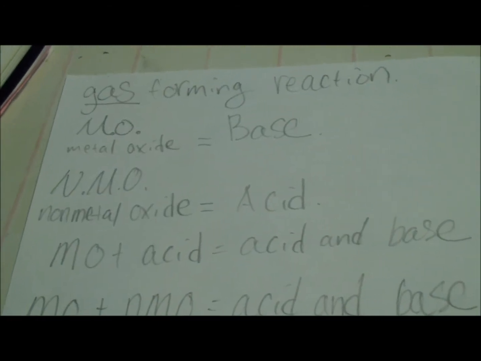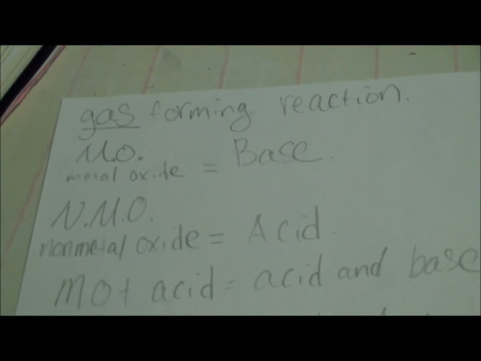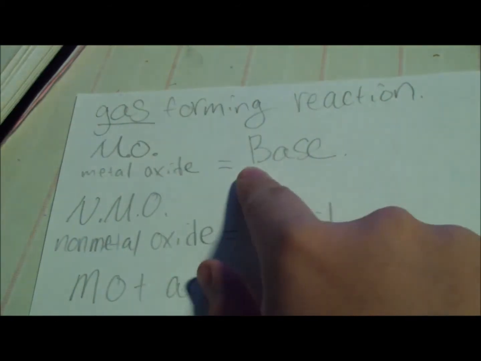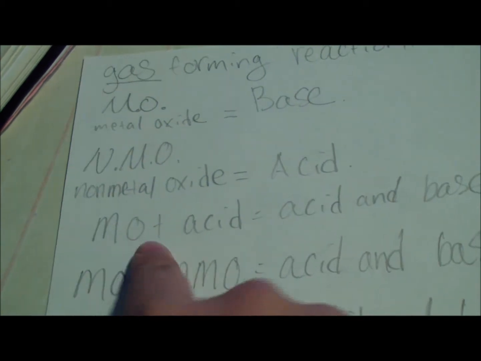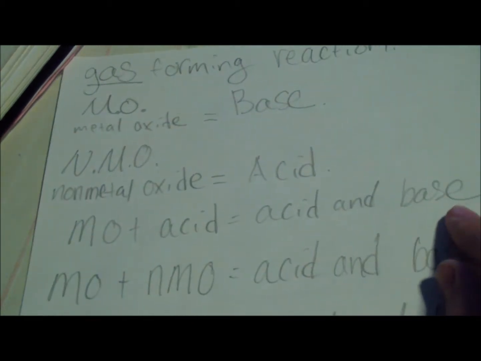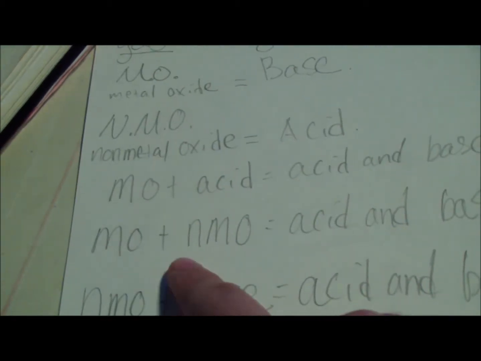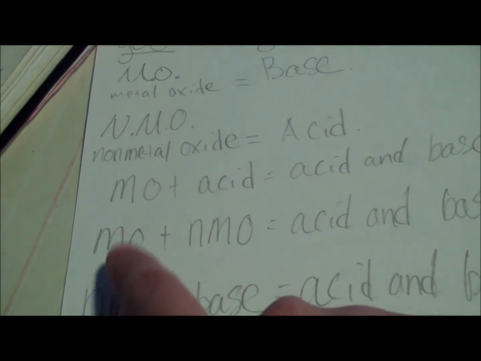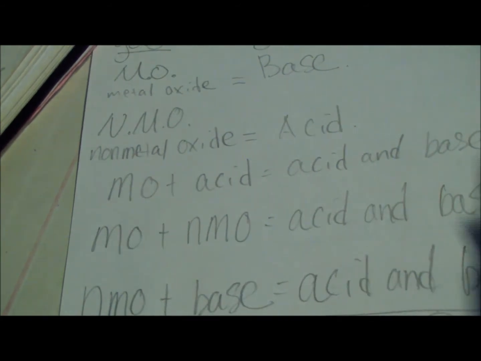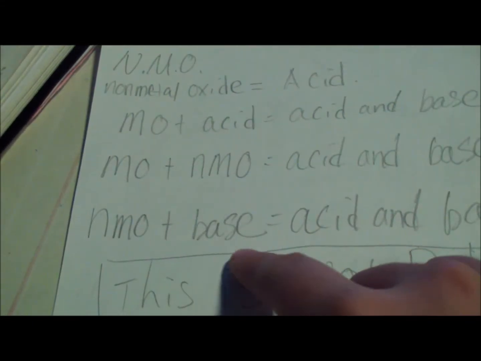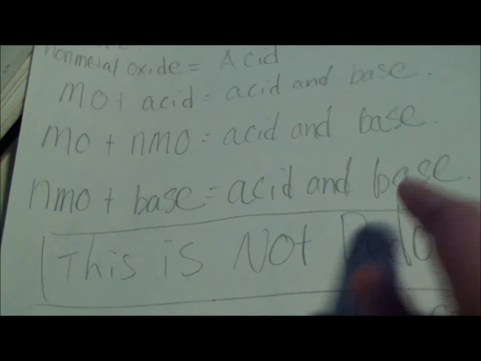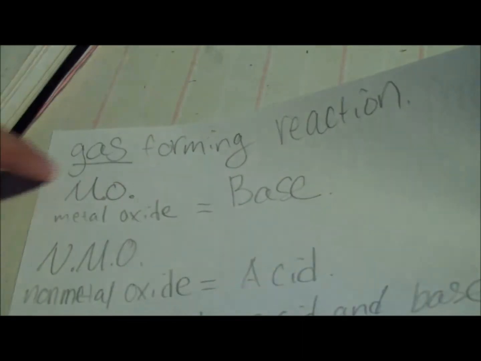Okay guys, so let's talk about gas forming reactions now. So I have metal oxide equals base, non-metal oxide equals acid. Metal oxide plus acid equals acid and base reaction, okay? Metal oxide plus non-metal oxide equals acid and base again, okay? And non-metal oxide plus base equals acid and base reaction also, okay? You gotta remember, gas forming reaction is not a redox reaction, okay?